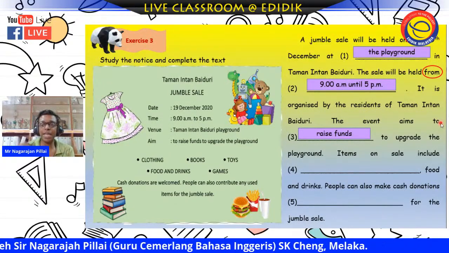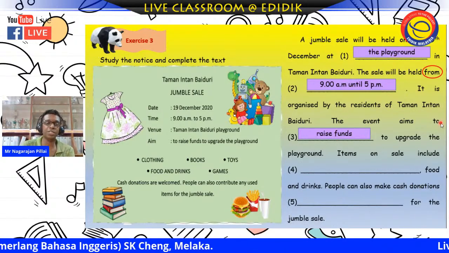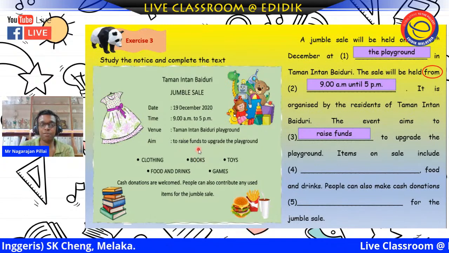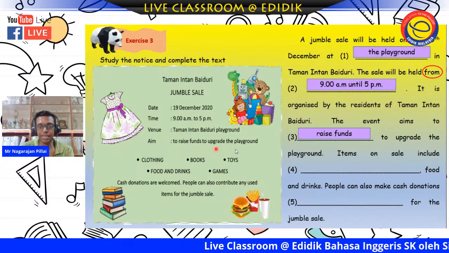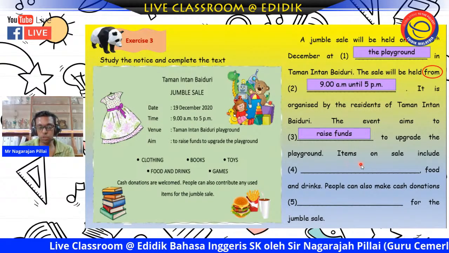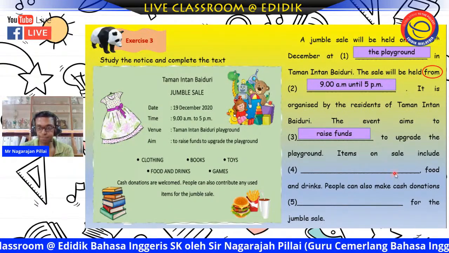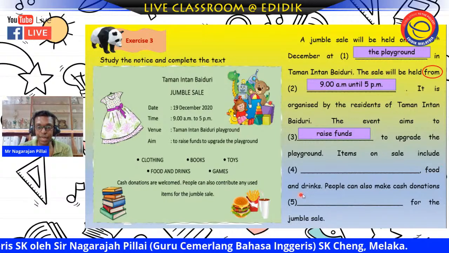Okay, the event aims to. Okay, so you need to continue. You just copy the words raise and funds. Okay, clear? Okay, let's continue. Items on sale include blank. Now, make sure you finish the sentence, comma, food and drinks.